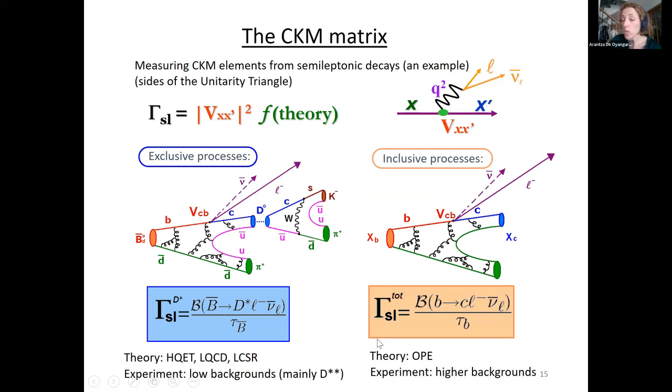In this case, for instance, we are using just the operator product expansion. And from the experimental point of view, here we have low backgrounds, mainly coming from higher states of the D* mesons. In the inclusive processes, usually you have much higher background, okay? But in principle the CKM matrix elements are the same, and the theory has to be the same, but the theory description is usually different because it is more convenient.